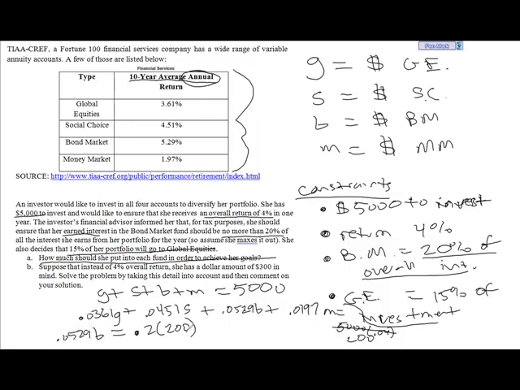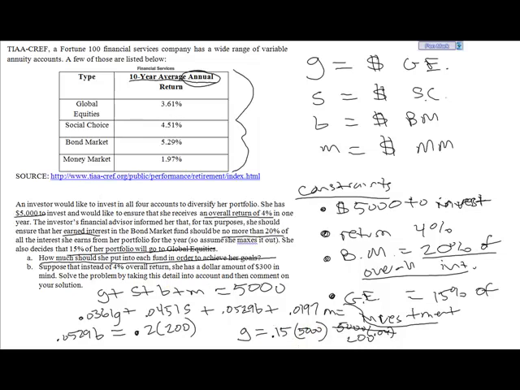5.29% of what she puts in there has to equate to 20% of $200. Finally, GE, she basically puts in what goes into G is 15% of her overall investment. So 15% of, in this case, $5,000 is going to go into global equities.